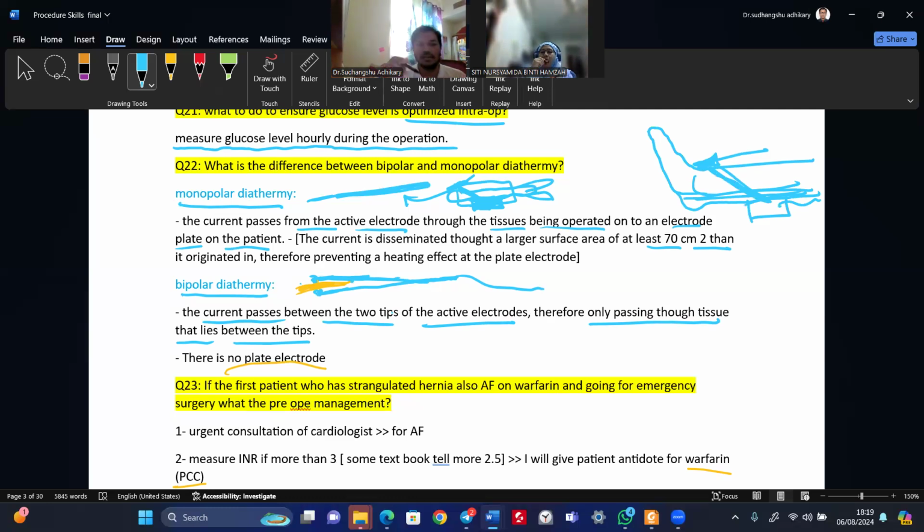The current passes from the active electrode through the tissue being operated to an electrode plate on the patient. So the patient's body is involved in the circuit. And in bipolar diathermy, the current passes between the two tips of the electrode, only through the tissue being held between the tips. There is no electrode plate.